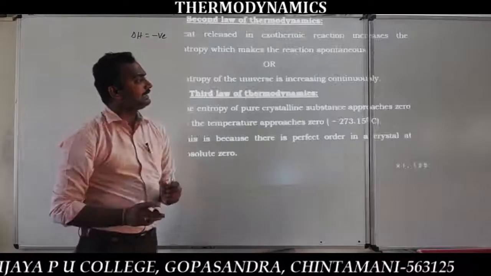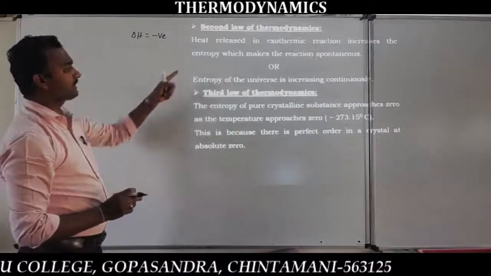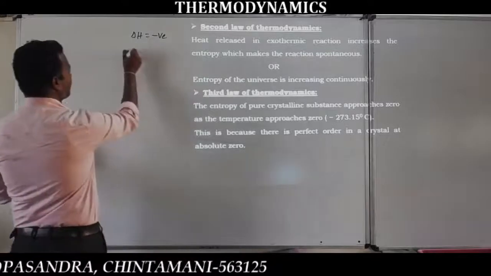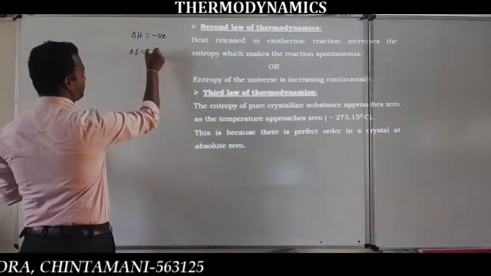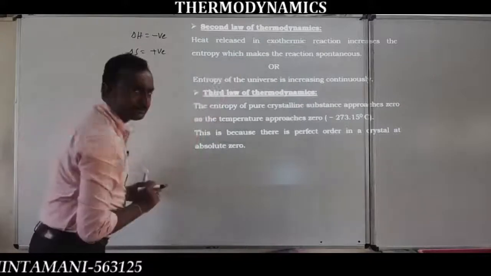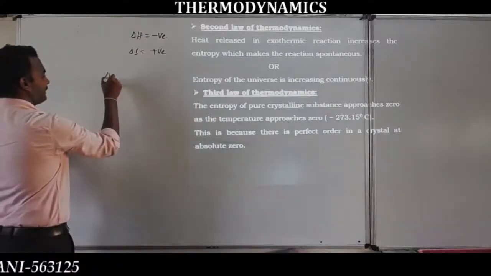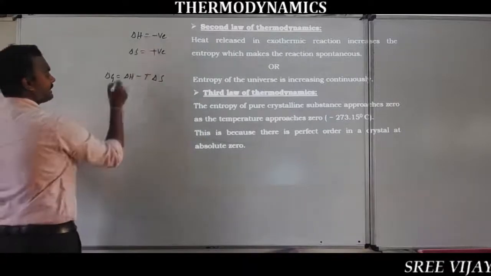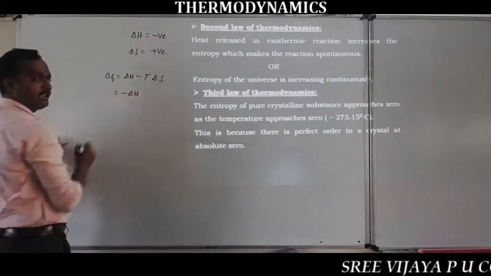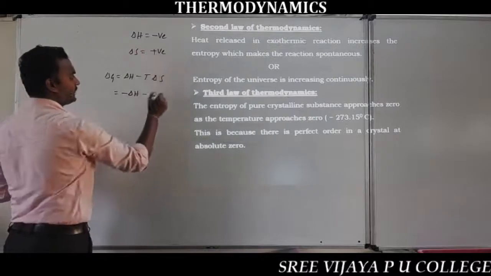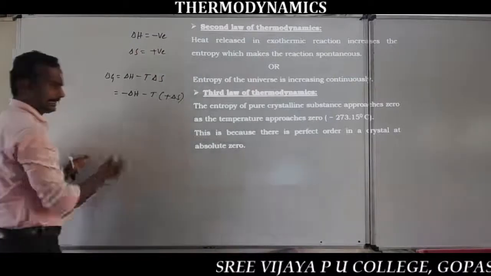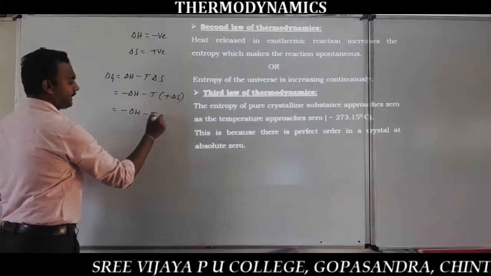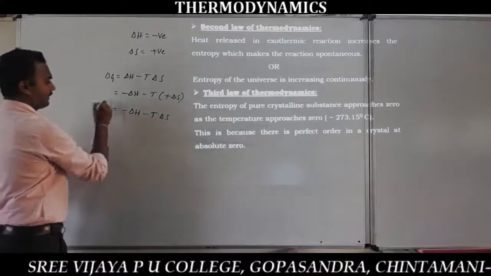Exothermic reaction increases the entropy, which makes the reaction spontaneous. Entropy increase is positive, so that makes it spontaneous. Let me check. Delta G is equal to delta H minus T into delta S. Delta H is negative, so minus delta H, and minus T into positive delta S. Again, minus delta H and minus T into delta S. That is the delta G equation.